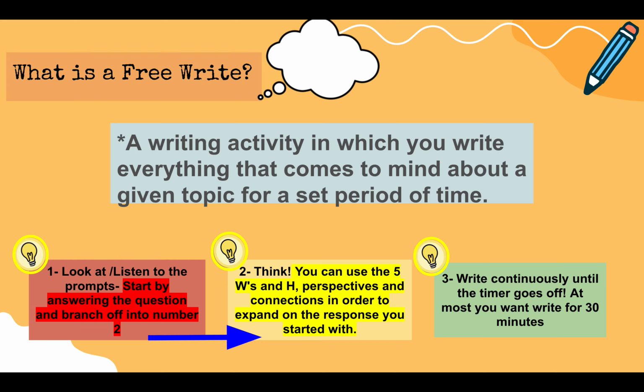And finally, you'll continue writing until the timer goes off. And at most, you want to write for 30 minutes. A free write is usually between maybe a minute to 30 minutes. And this will be up to your teacher, or if you're doing this just to practice your writing, or because you're writing for yourself in your journal or like a poem, you want to give yourself at least 30 minutes to write so you can get all the details you can about the topic.